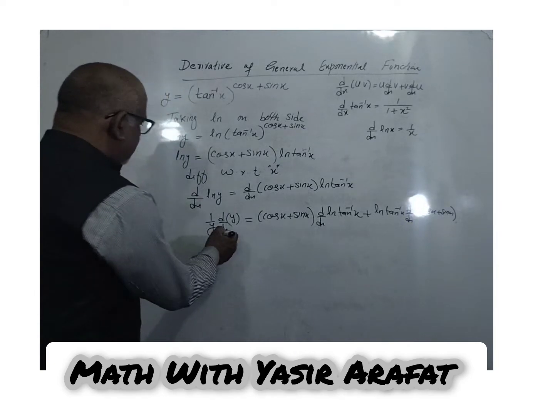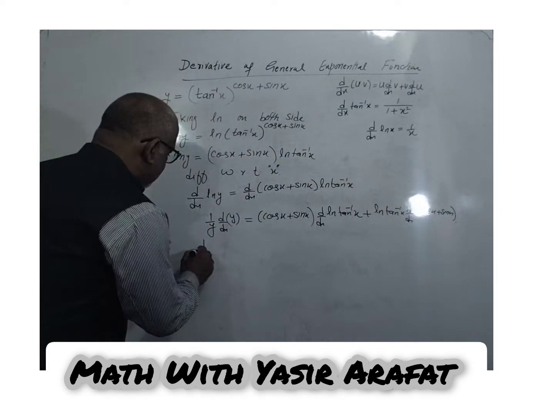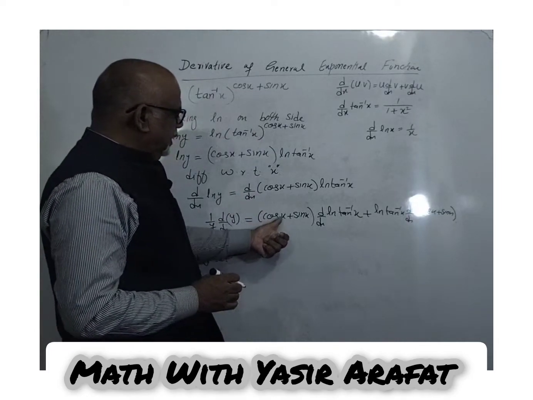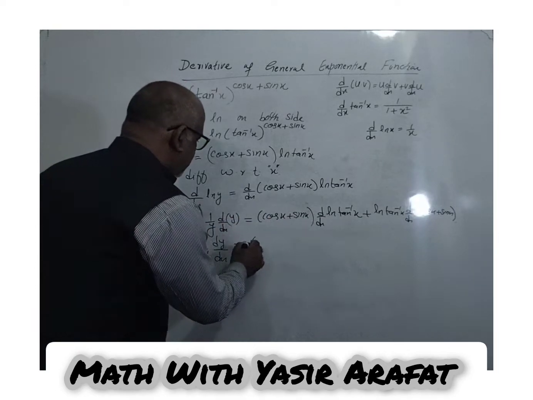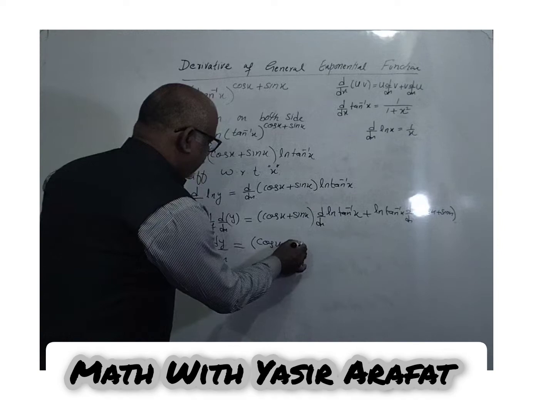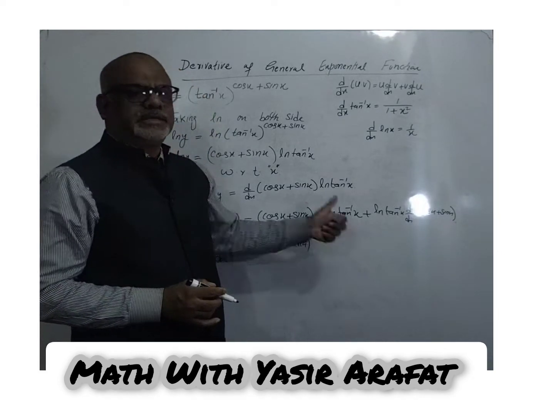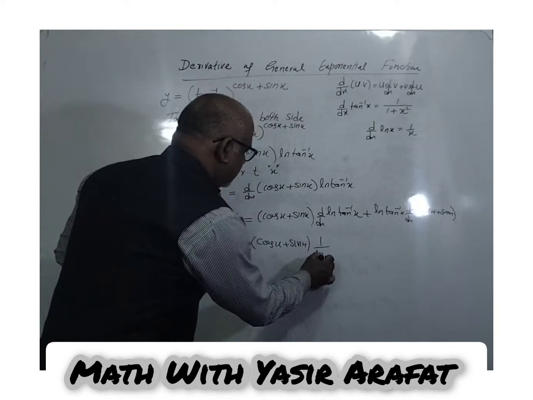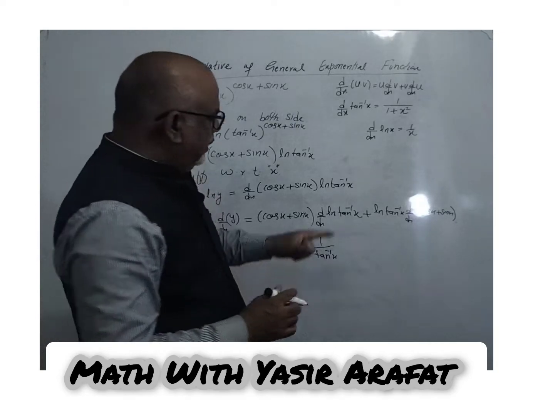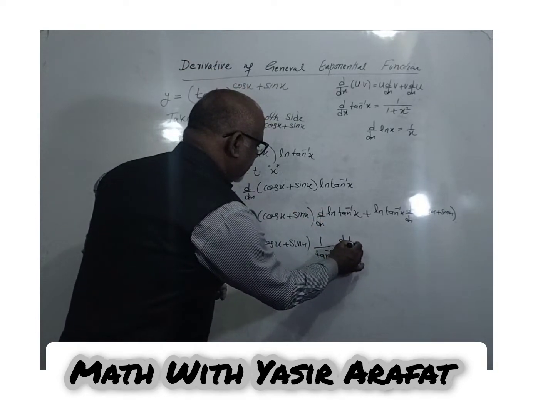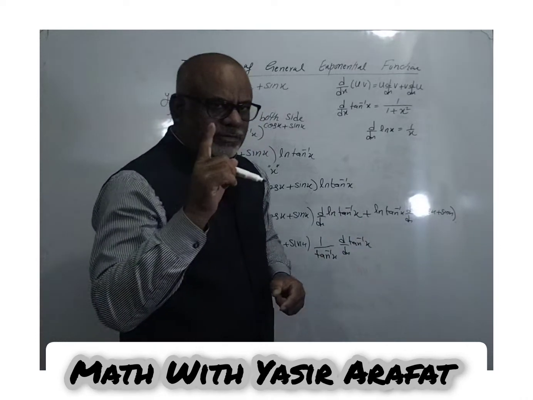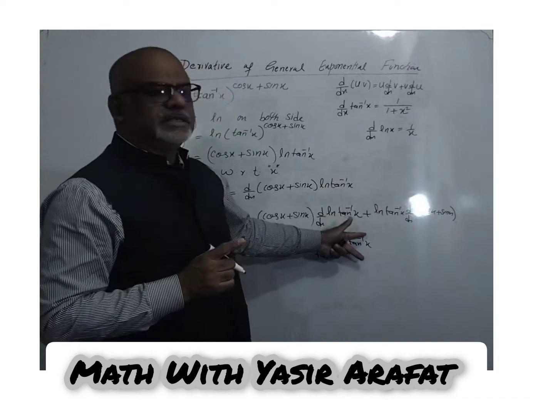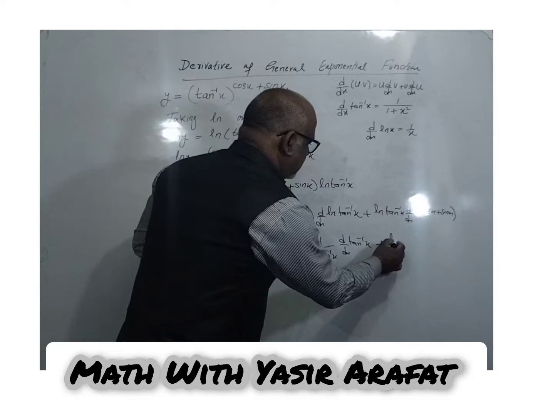So here the derivative of y is dy upon dx. So this is 1 upon y dy upon dx. Cos x plus sin x, it is before the operator, remains as it is. We have to find out the derivative of ln tangent inverse x. So the derivative of ln is 1 upon tangent inverse x, and then we have to find out the derivative of tangent inverse x. So this is as it is.